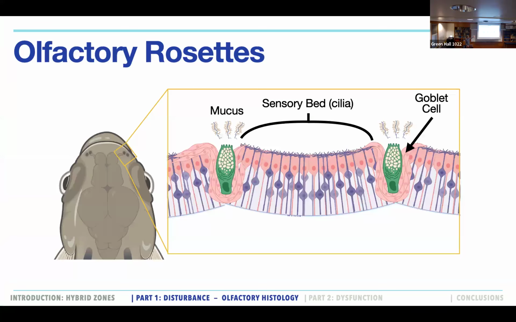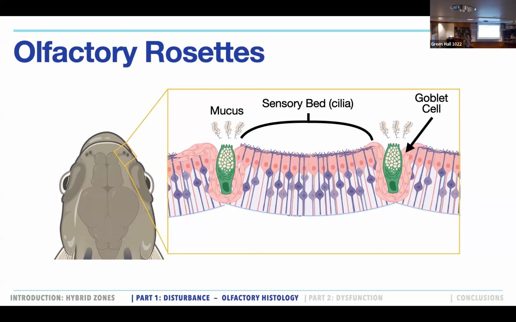So to orient you to a fish nose, they have these structures called olfactory rosettes that are composed of alternating sensory beds with the ciliated neurons that actually bind the chemicals from the environment. And then they are interspersed between non-sensory tissue. There's a lot of connective tissue with some goblet cells that produce mucus as a sort of physical barrier against irritants for these sensitive neurons.